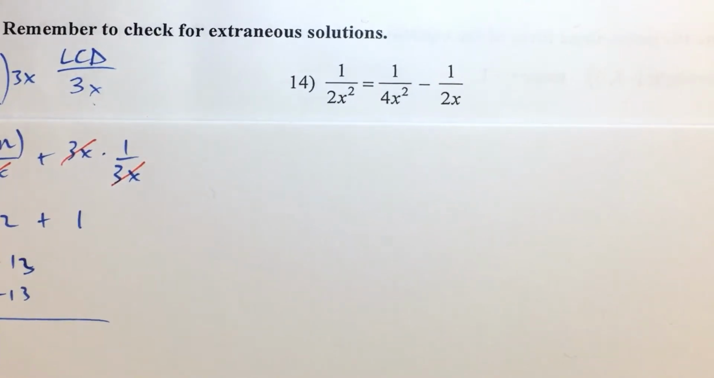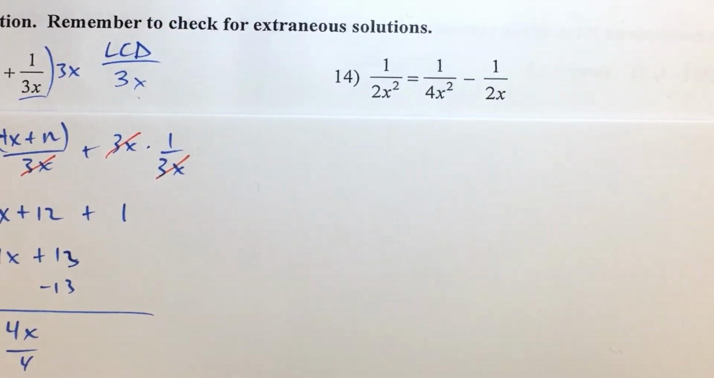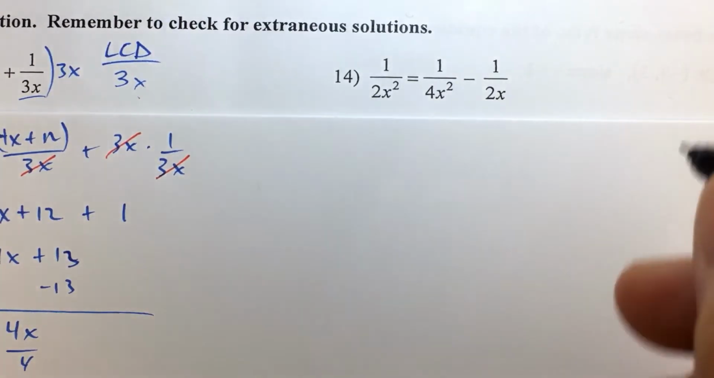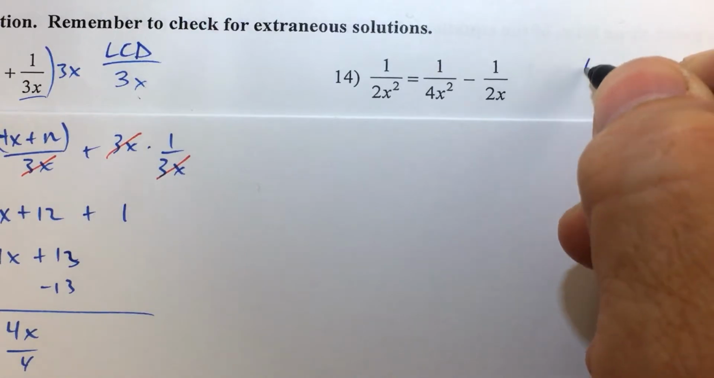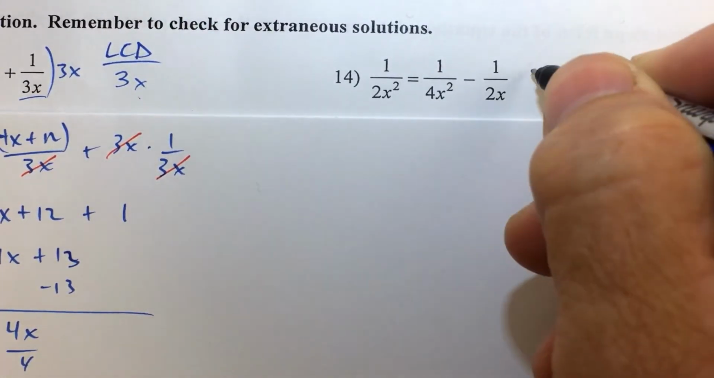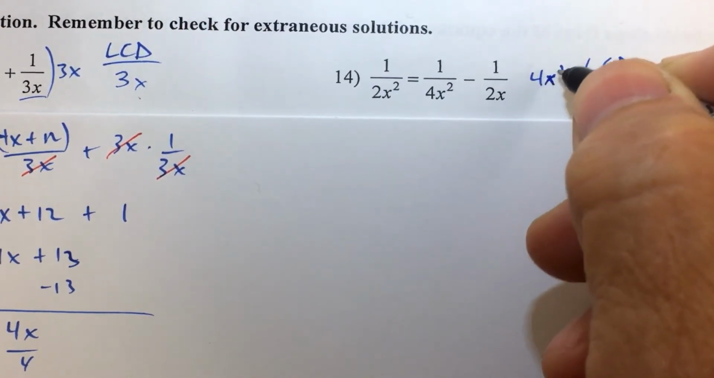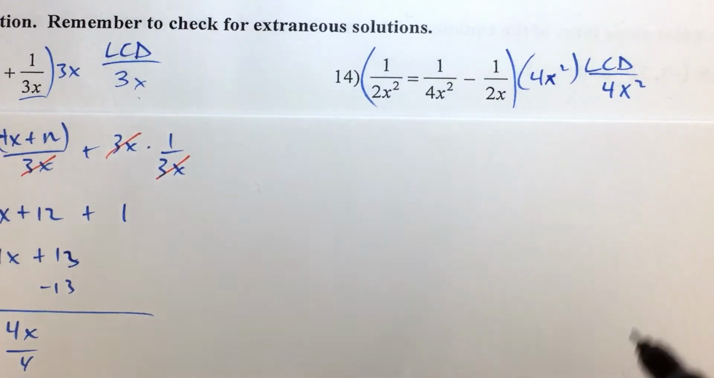Let's try this one over here. In fact, after doing number 13, I would urge you to try number 14 on your own. So number 14, we're going to go ahead and multiply both sides by the lowest common denominator, which is 4x squared. And I'll do this problem with a little less work than the other one.